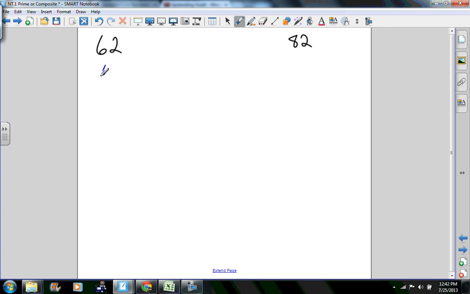Okay, for this one, should be nice and easy. 2 times 31. So 62 equals 2 times 31. And that's it. 82, on the other hand, is 2 times 41. I think 41 is prime. So that one's also pretty easy. 82 equals 2 times 41.